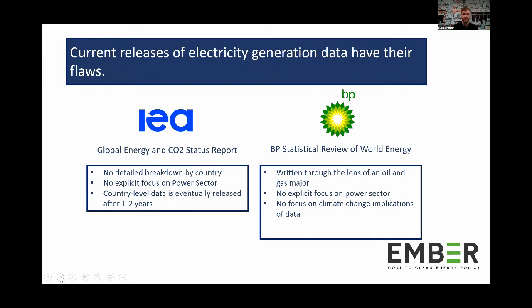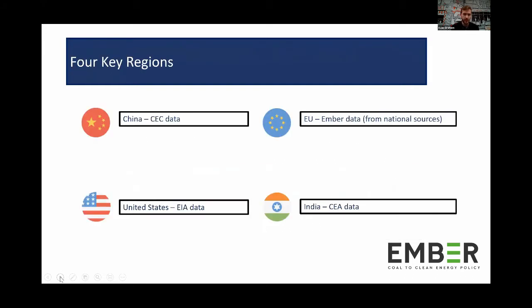I'll go on to talk a bit about the sources we use for our four key regions. We identified four key regions being China, the EU, US, and India for our report. For China, we took data from the China Electricity Council, or the CEC, which was released in late January. For the US, we took data from the Energy Information Administration, the EIA, released in late February. From India, we took data from the Central Electricity Authority, released in late January.